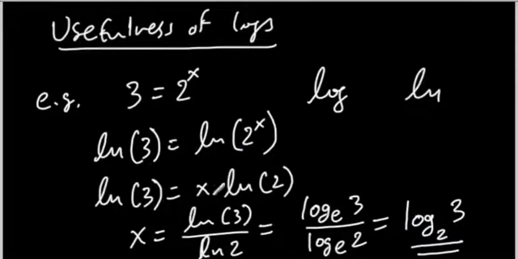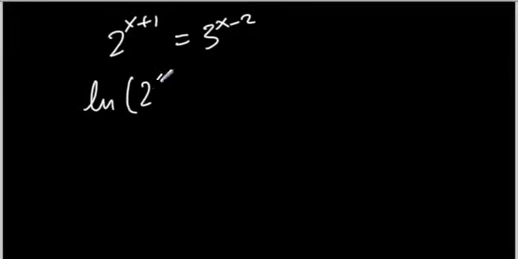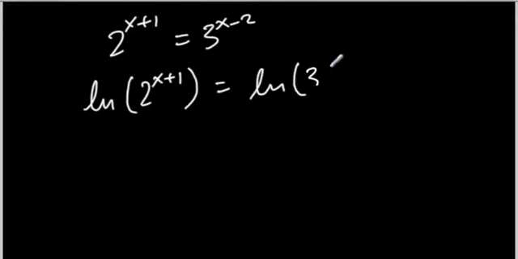Okay, let me give you a slightly more complicated example. So say, for example, it's 2 to the power of x plus 1 is equal to 3 to the power of x minus 2. Okay, so what we can do in this case is, now our variable is in the exponent, so we must apply logs to both sides. So let me apply ln: ln of 2 to the x plus 1 is equal to ln of 3 to the x minus 2. Okay. What we do now is we can bring the exponent down.